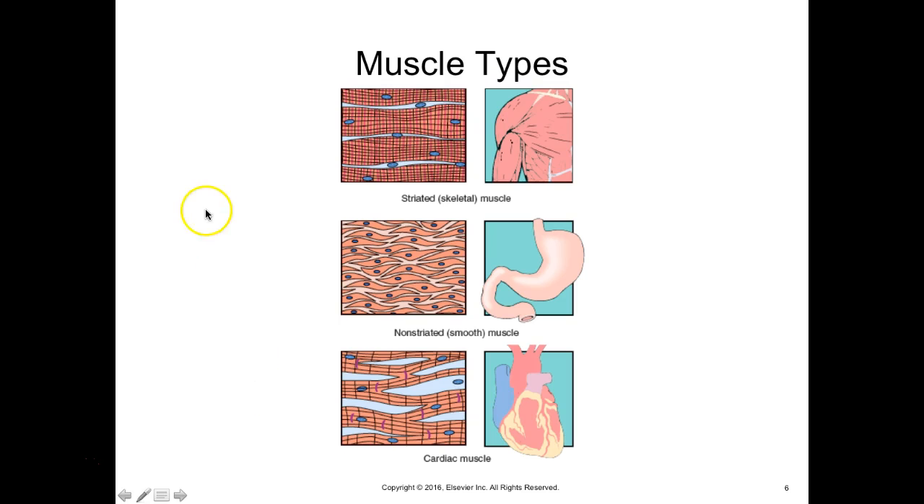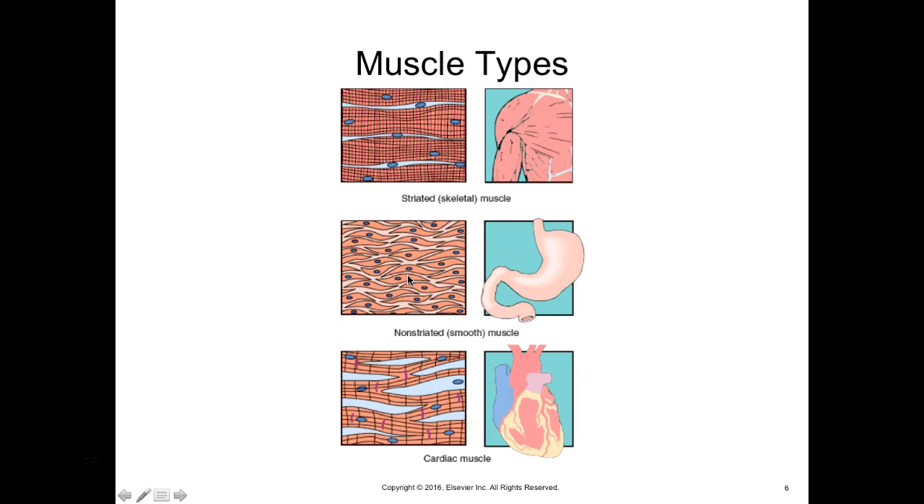So different muscle types. Here we have skeletal muscle. It is striated or striped. And skeletal muscles are voluntary. So skeletal muscles we can control. So voluntary means we can control them. So those would be the muscles that you move, like your biceps, your triceps, any of those large muscles. They also produce heat.